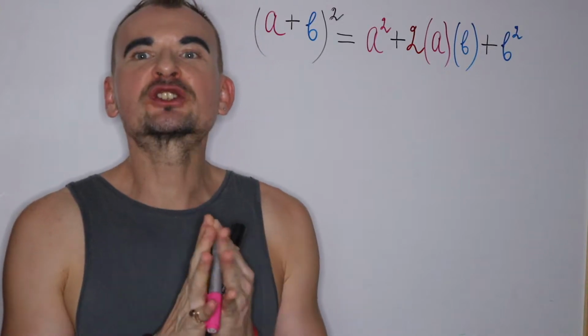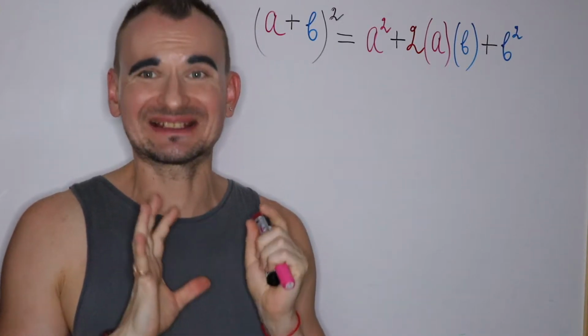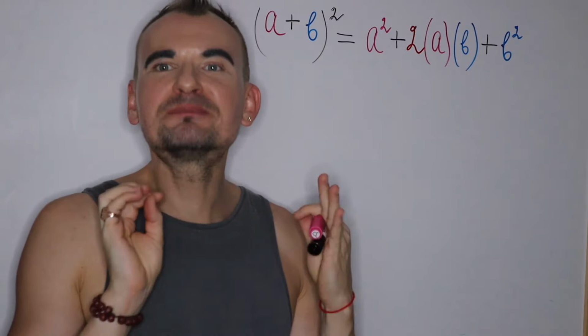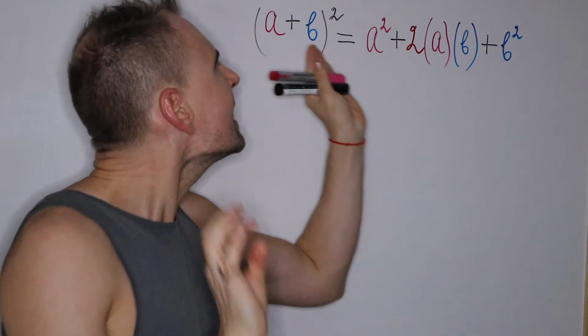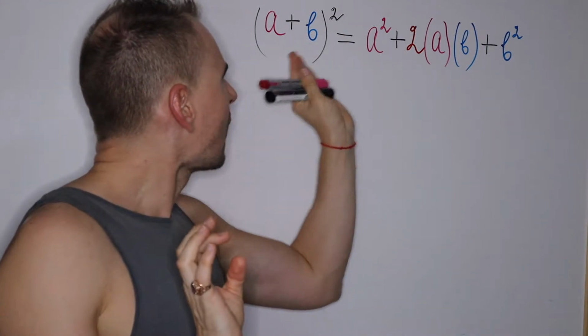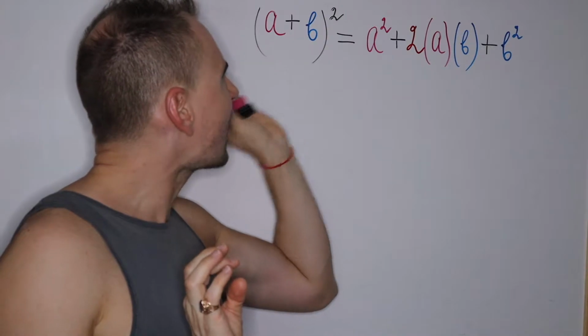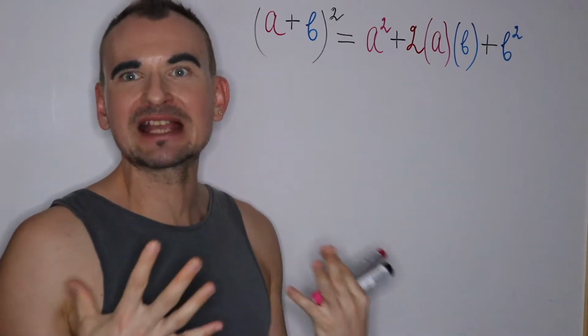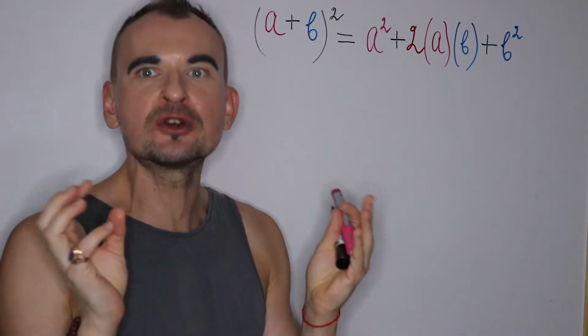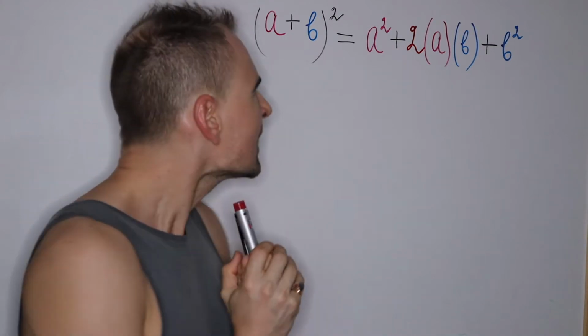Hey guys, today I will show you a shortcut for expanding brackets. I'm going to specifically focus on the square of a binomial, something like (a plus b) squared, where a plus b happens to be a binomial: two terms added or subtracted together.